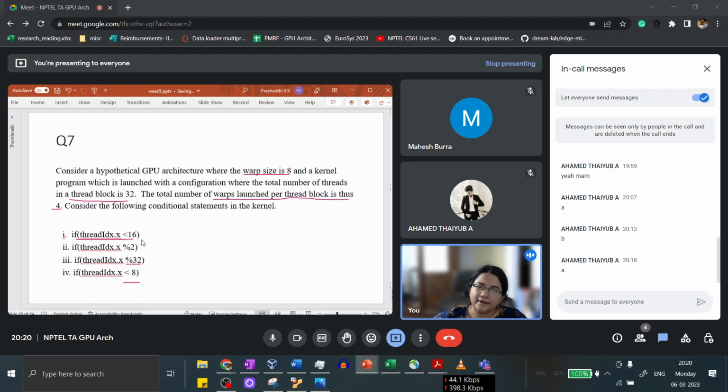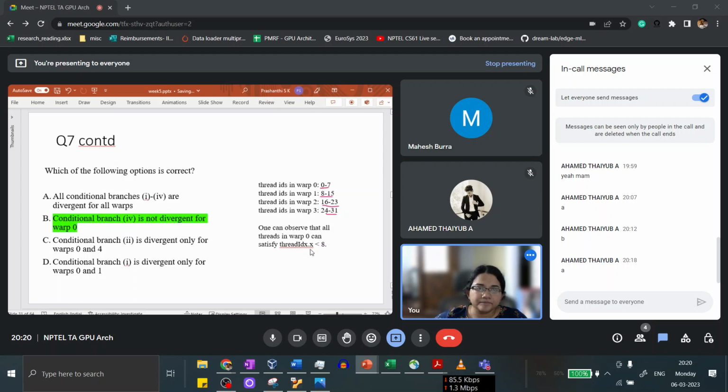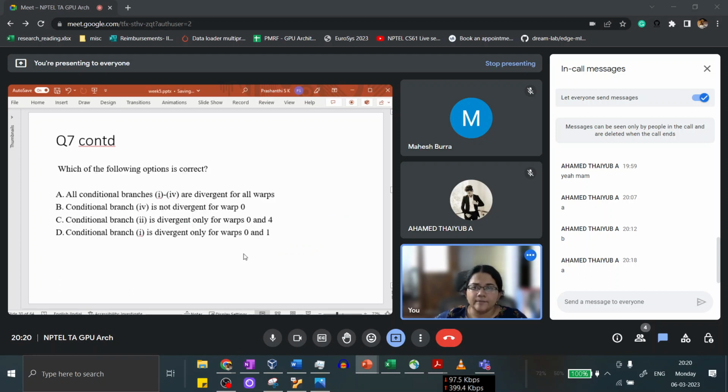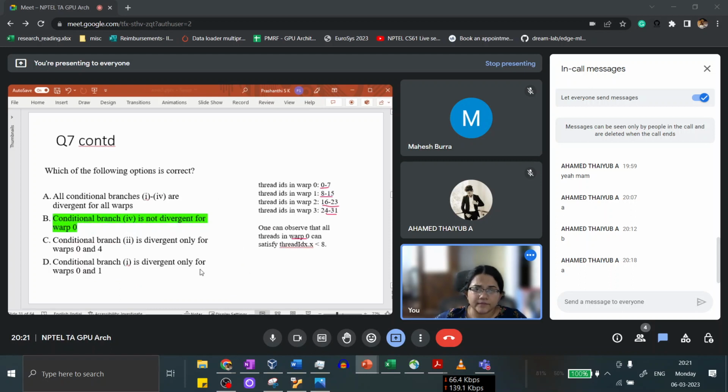So if you actually try out less than 16, is it really divergent for your warp 0? It is not, right? Because all of them satisfy threadIdx.x less than 8. This is your option 4. And therefore there is no thread in warp 0 that does something different. All of them fall into the if-true.